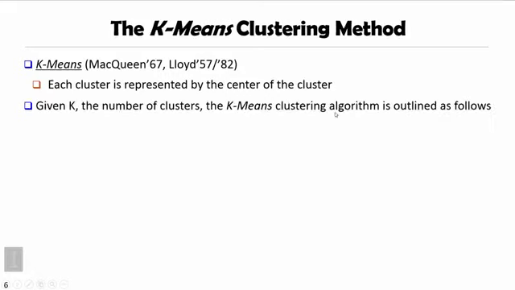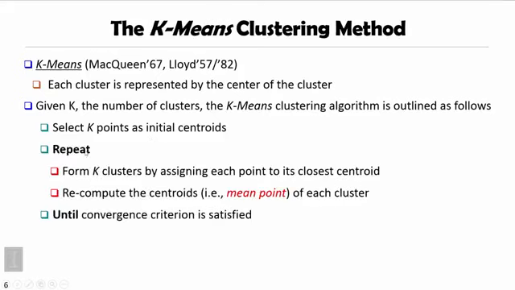The k-means algorithm can essentially be outlined as below. Given k, the number of clusters, first we select k points as initial centroids. Of course, you can select them randomly. That's what the original k-means did. Or you may have some smart way to select them, which we will introduce later. Then we put this in the repeat-until loop.